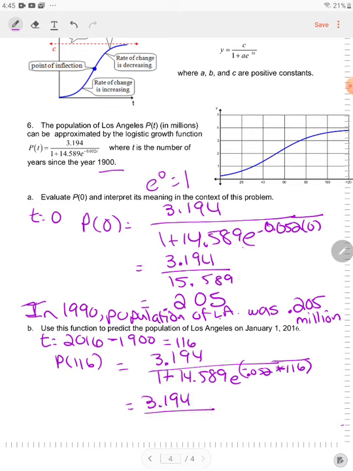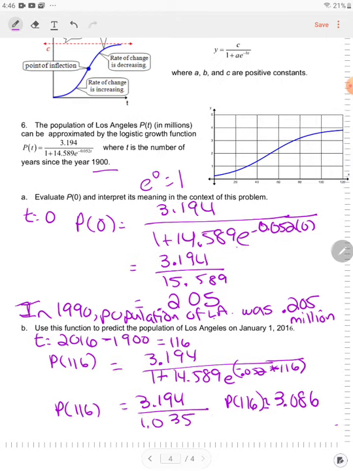3.194 divided by, I'm going to go 3 decimal places, 1.035. Because there's 3 in the numerator. And I get, so P of 116 is approximately 3.086. So that means that in 2016, the population would be 3.086 million.